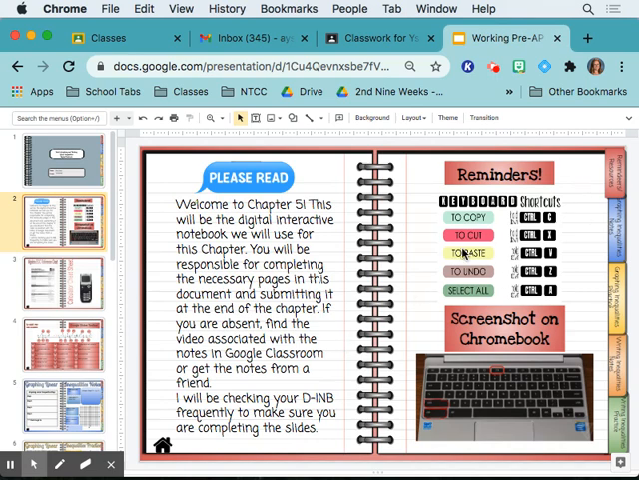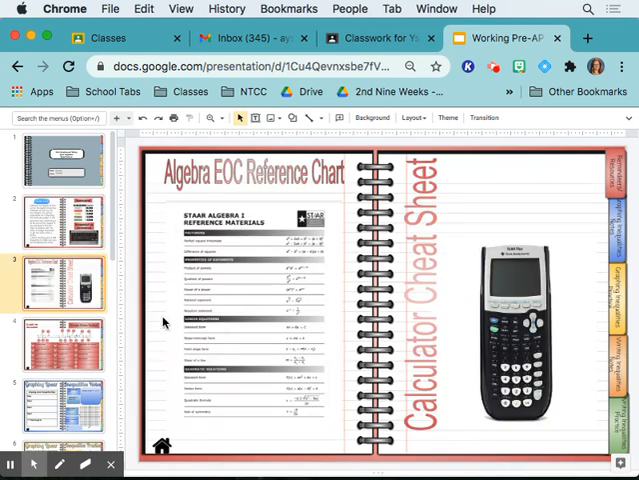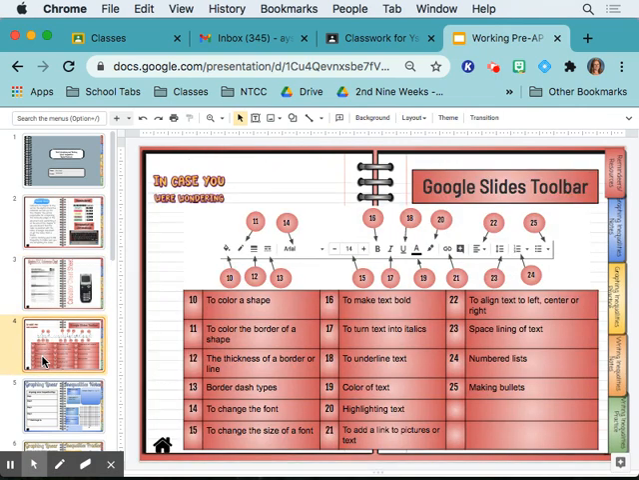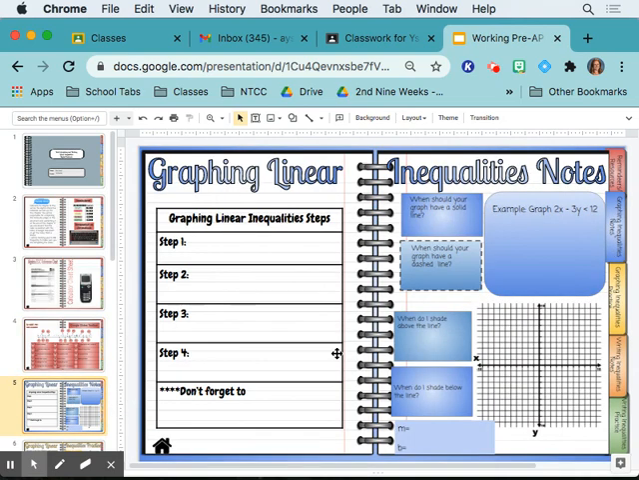Just some reminders about the shortcuts. We can still use the OC reference chart, so you can look at that as you need. And then a calculator cheat sheet is right here if you'd like that. Some more pointers on how to use the Google Slides toolbar, so you can look back at that if you need to. Now we're on slide 5, the first slide that we will actually complete. So let me zoom in, and we are going to put some notes in here.